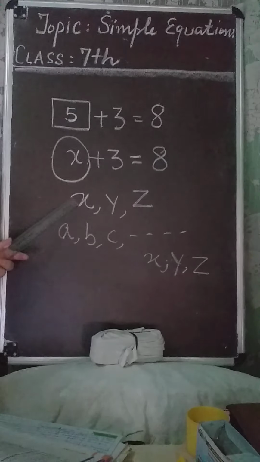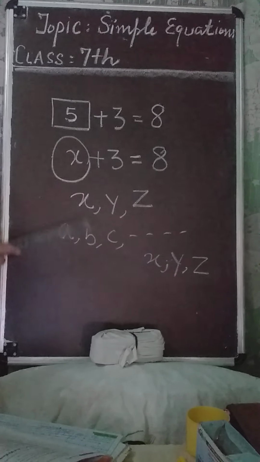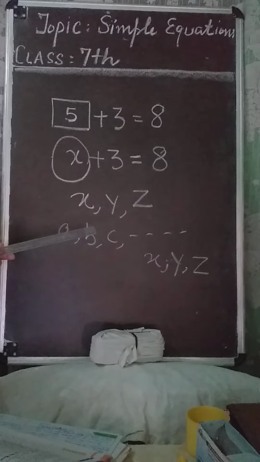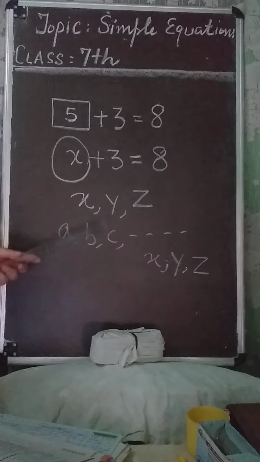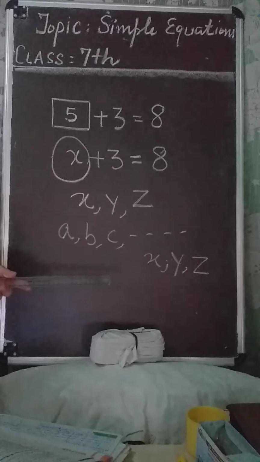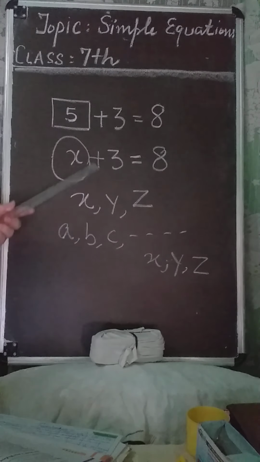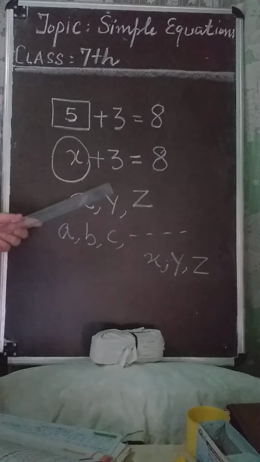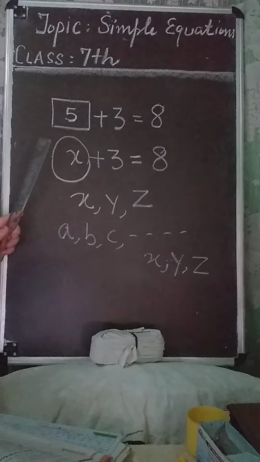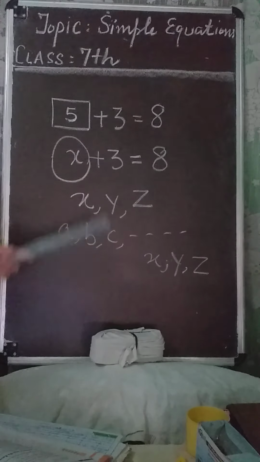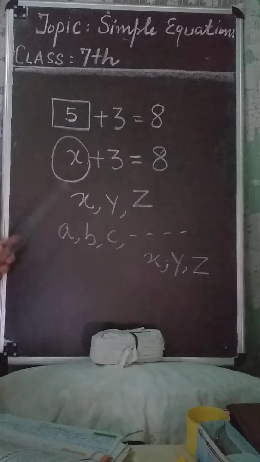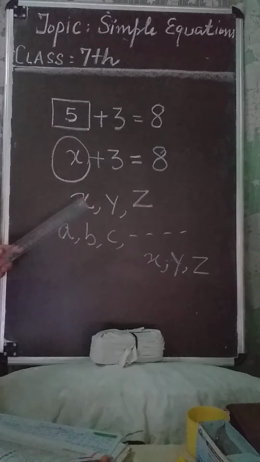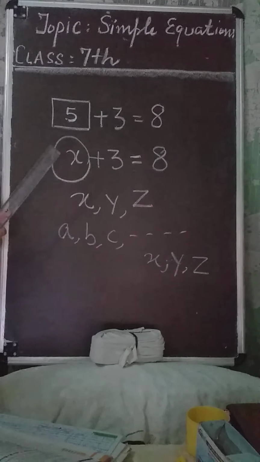So its value is not fixed. This means its value can be sometimes 2, sometimes 3, sometimes 4. So variables vary from place to place, from question to question. But the constants, their value remains the same throughout. 2 is 2 here, 2 is 2 in America, 2 is 2 in Indonesia. In any country, its value does not change. It remains the same as it is.